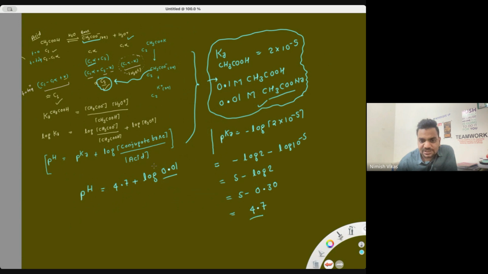divided by concentration of acid, which is 0.1. So 0.01 upon 0.1 will be 0.1. And log of 0.1 is log of 10 raised to the power minus 1. So that will be minus 1. So 4.7 minus 1 or 3.7. This is the pH.